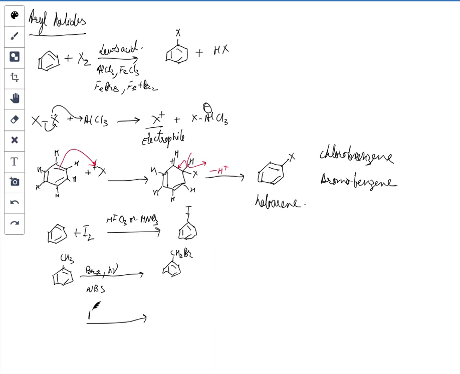And if I am going to use Br2 in presence of a Lewis acid, then in that case the reaction changes and we are going to get a mixture of ortho and para bromotoluene. Is it clear? Could you give me the IUPAC name of these two compounds?